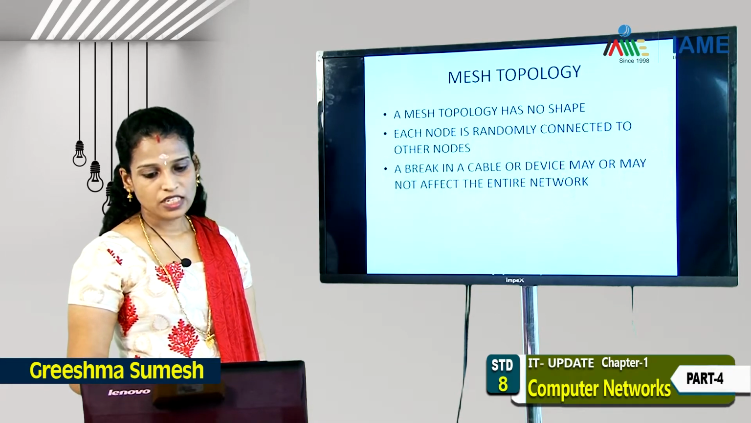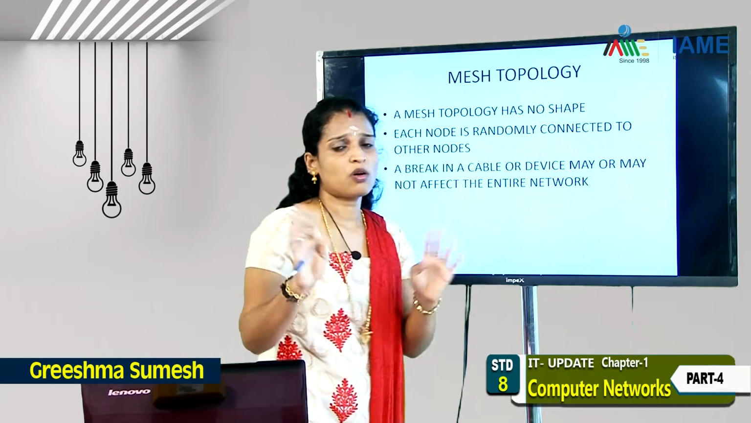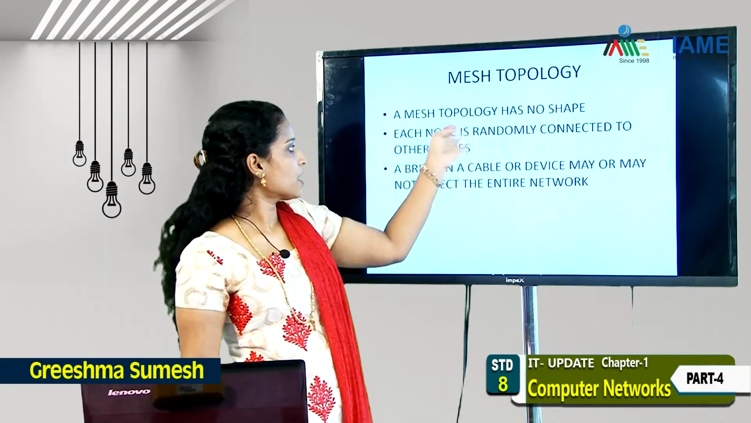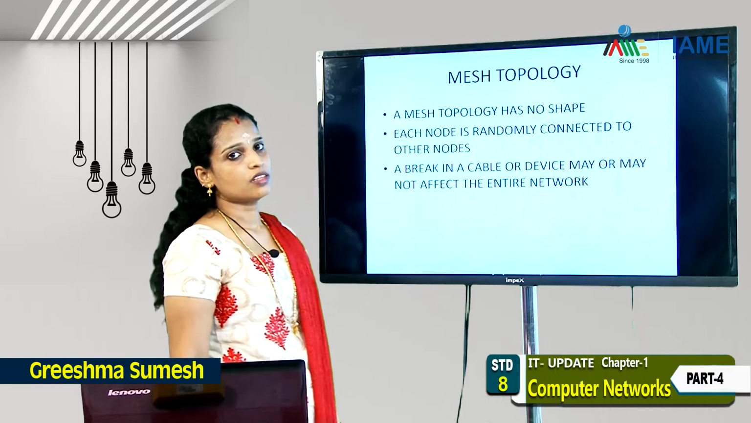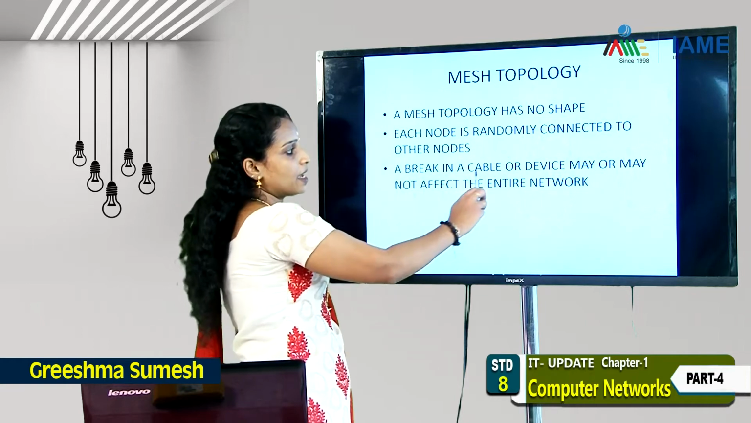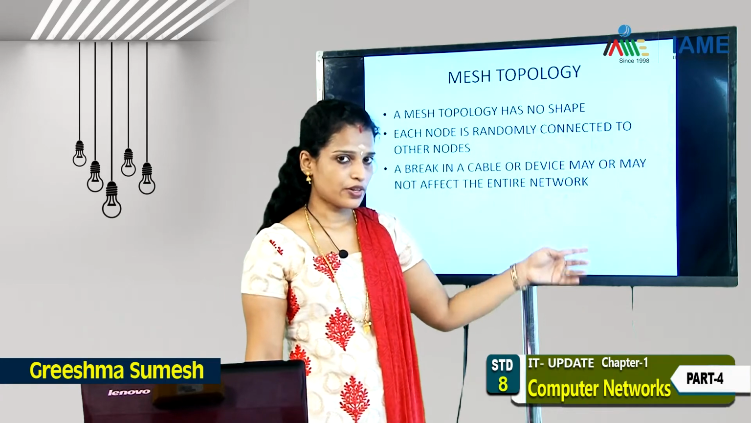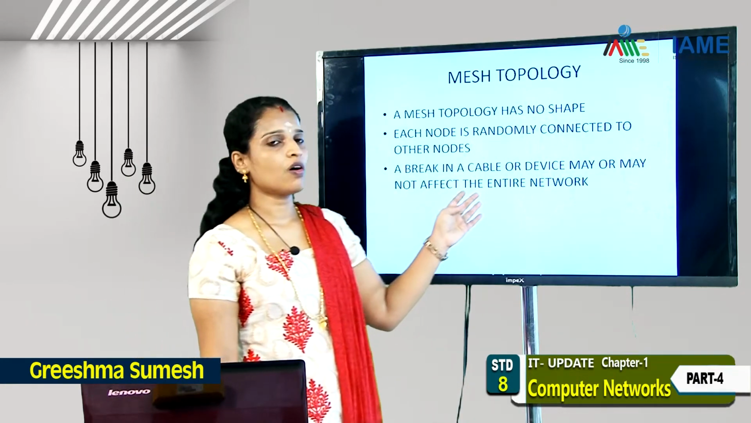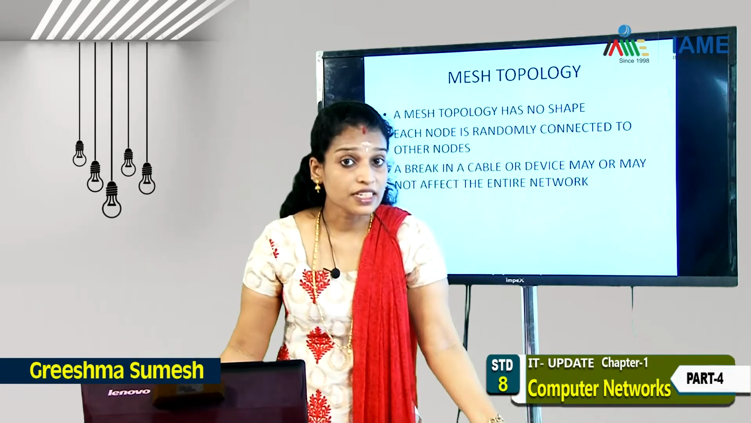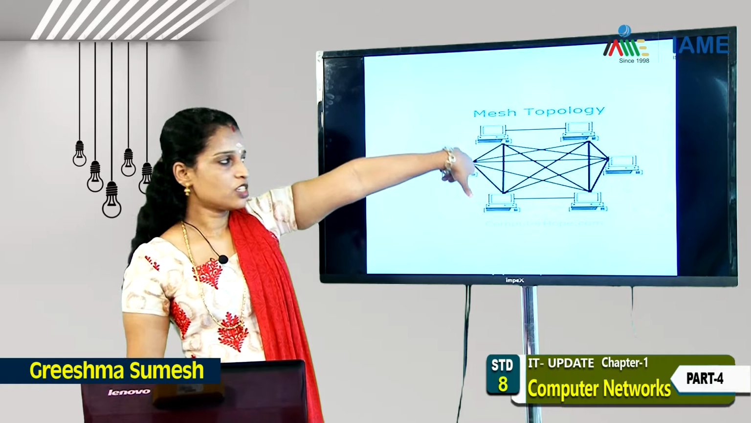Next one, mesh topology. Mesh topology has no shape. Each node is randomly connected to other nodes. A break in a cable or device may or may not affect the entire network. See, mesh topology, no shape. This is the mesh topology.